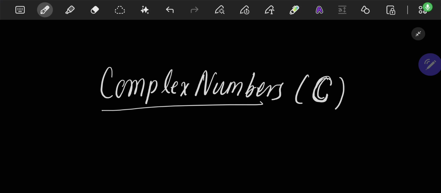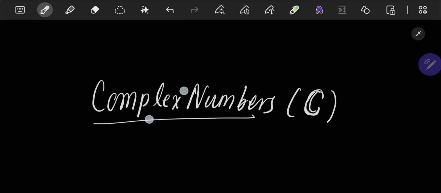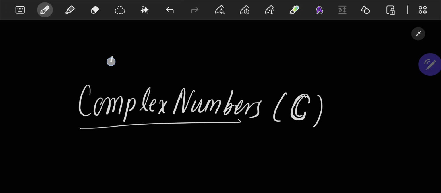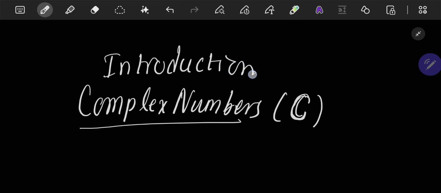Hello everyone. Today we are going to be talking about complex numbers and how you can get used to complex numbers, as well as dealing with some of the basics of complex numbers. So this is going to be an introduction to complex numbers.